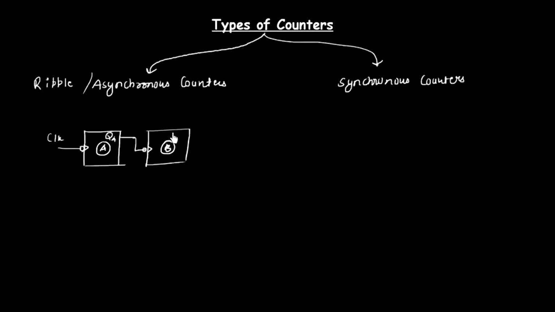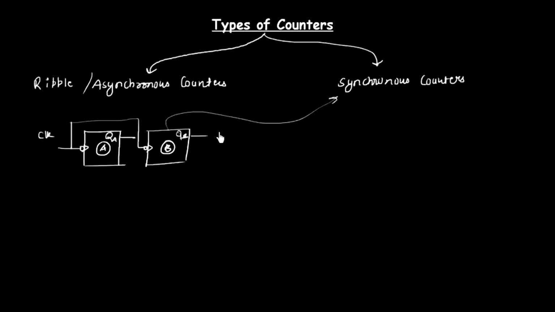Now we will see what we have to do in case of the synchronous counters. All the flip-flops receive the external clock pulse simultaneously. This is the difference between synchronous and asynchronous counters. In the asynchronous case the clock is not given simultaneously to both flip-flops, but in synchronous counters the clock is given simultaneously. This is QA, let's say, and this is QB, and the clock is given simultaneously to both of these flip-flops. This clock is given to A as well as to B at the same time, and this is for synchronous counters.